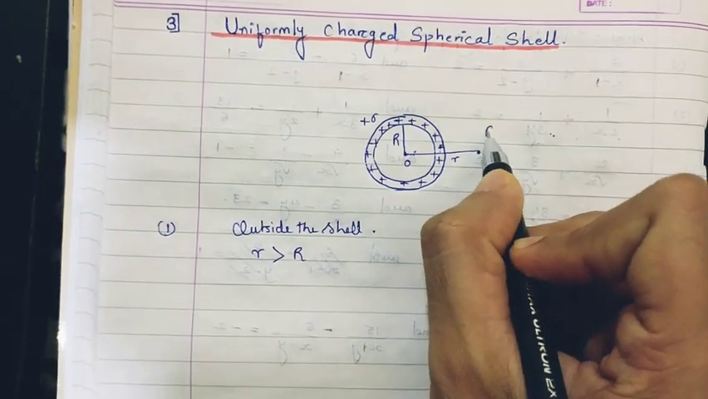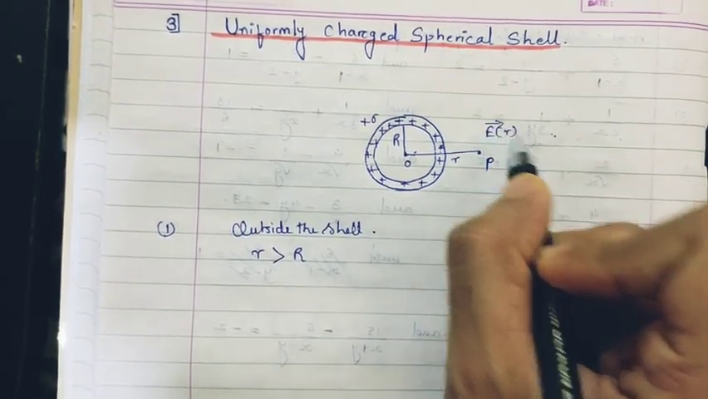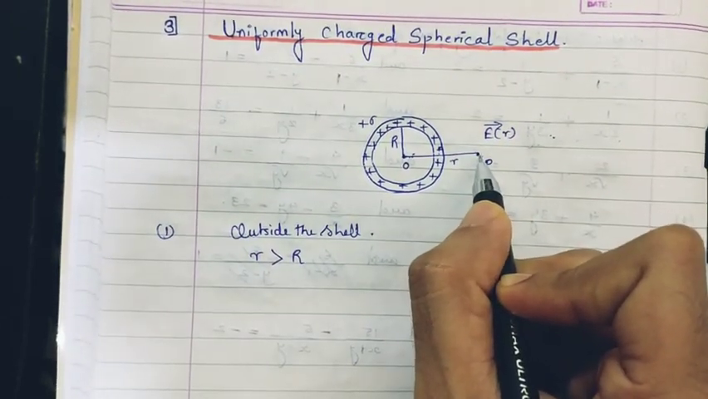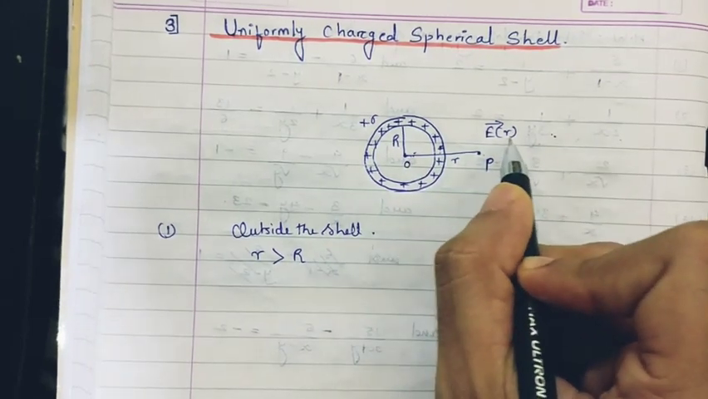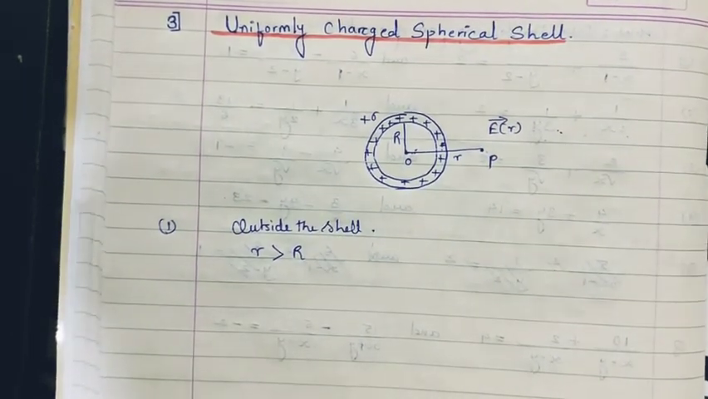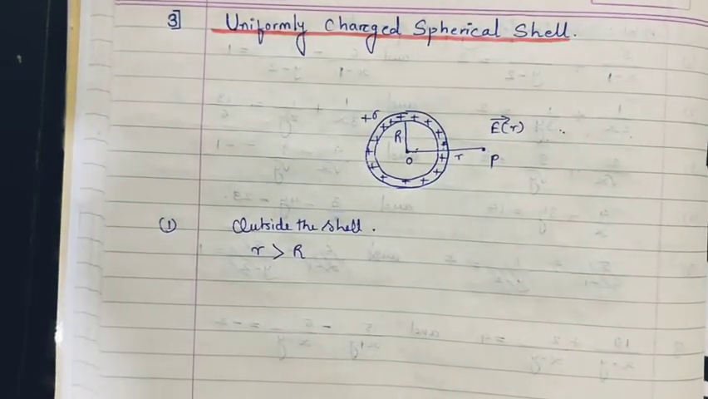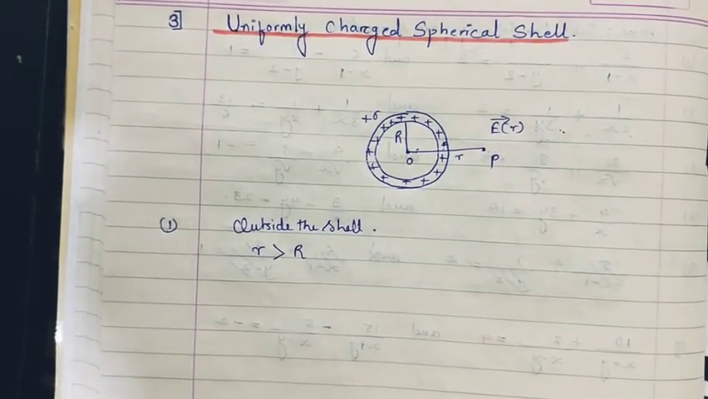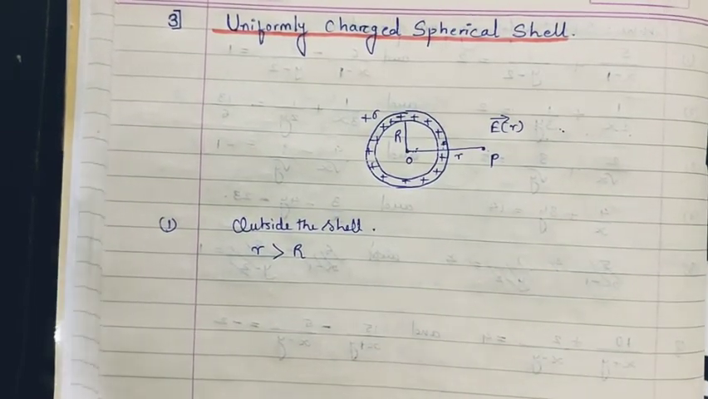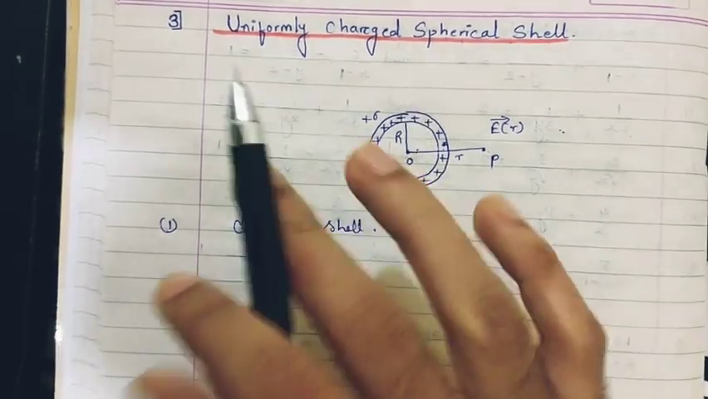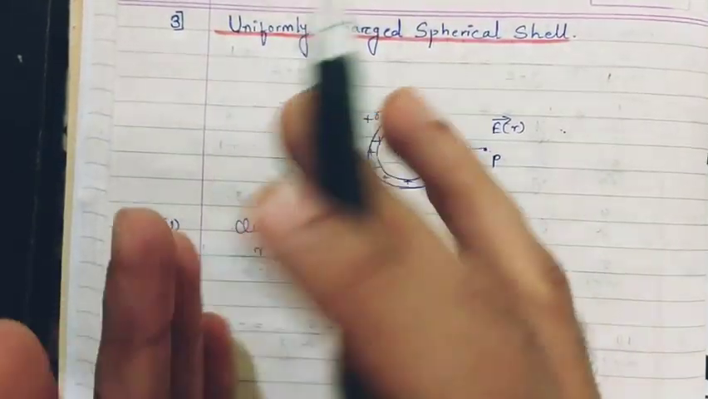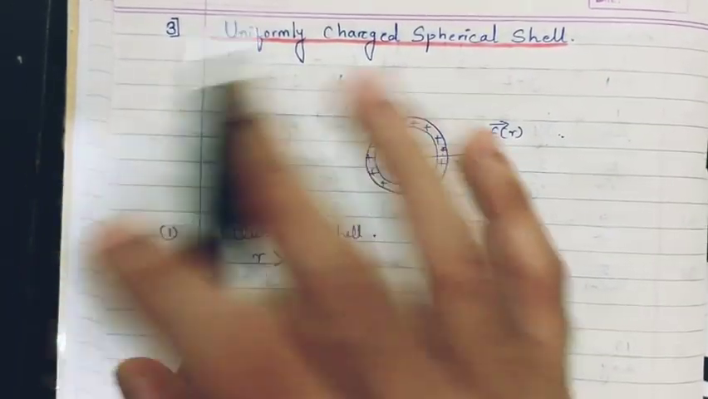Let's say that electric field is E of r. So we are going to calculate the electric field at point P, at a distance of r. That is our intention. From the symmetry of the problem, the Gaussian surface in this case is obviously going to be a concentric sphere, because this is a spherical shell. This is like a ball on which the positive charge is present.